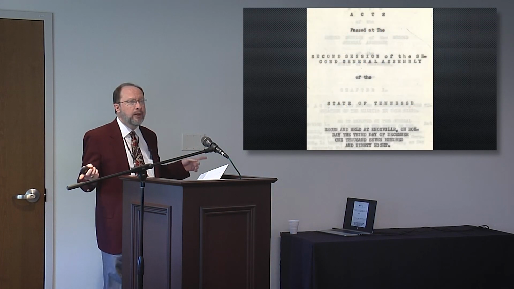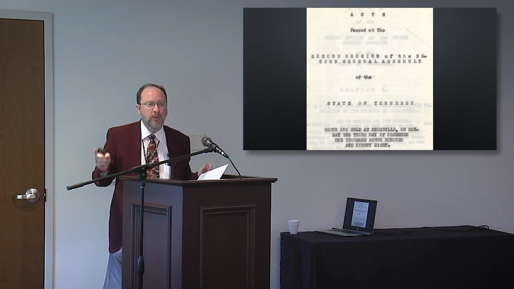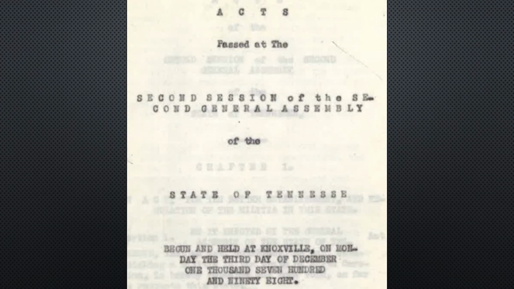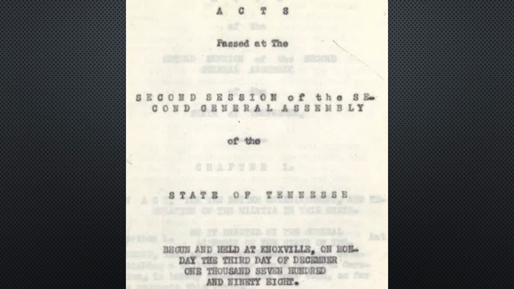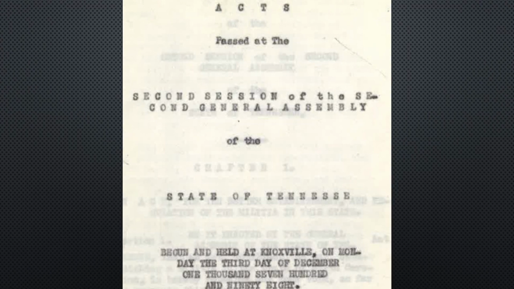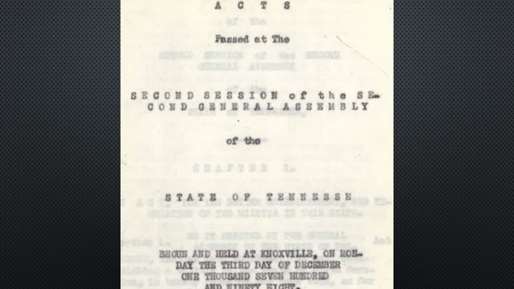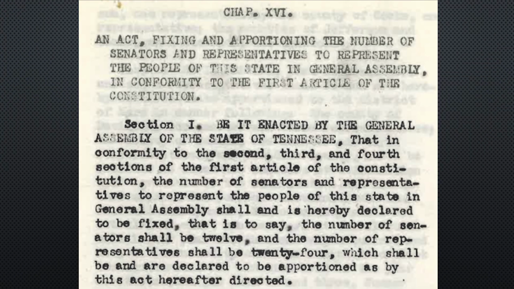So that duty fell to the second General Assembly of the state of Tennessee, which convened in Knoxville in September 1797 and passed the first redistricting act of this state in their second session, which began December 3rd, 1798. And there it is. Chapter 16 of 1798, passed January 5th, 1799.